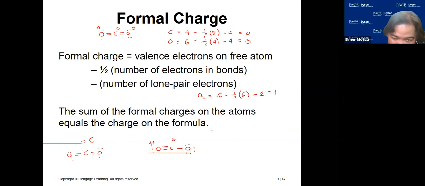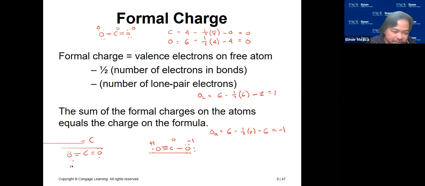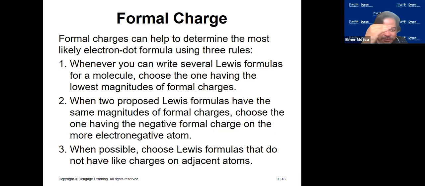Now, this one has a different formal charge. Why? You only have one bonding pair. So 1 half of 2, and then you have how many? 1, 2, 3, 4, 5, 6. So what's the number that you get there? -1. So you have these two Lewis structures with a different formal charge. So what's the rule? You follow this. The first rule, number one. If it's not satisfied, the second one. And if it's not, the third one. But I think by number one, you already satisfy it, right?